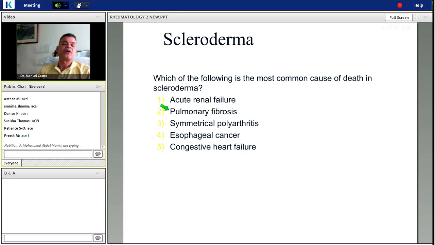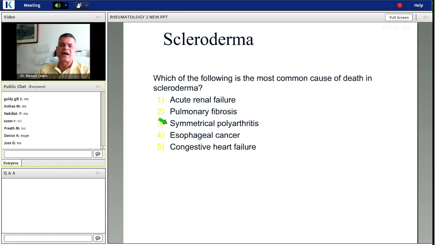Yeah, you know what? Once you have fibrosis, you can't take it away from the lungs, and that will lead to actually pulmonary failure. And these patients are going to die from the excessive fibrosis in the lungs. So very, very important to know that. Now, symmetrical polyarthritis, is that going to cause death to the patient? No, that never causes death to the patient. That's more bothersome to the patient than anything else, but really it does not actually cause death.